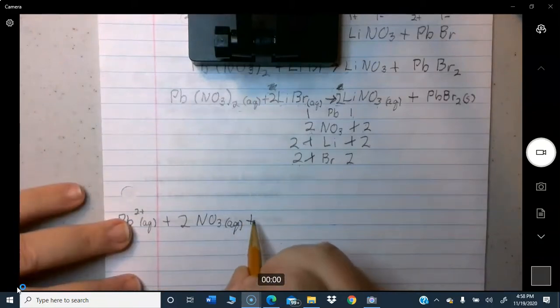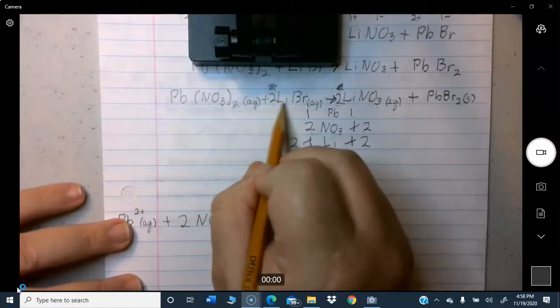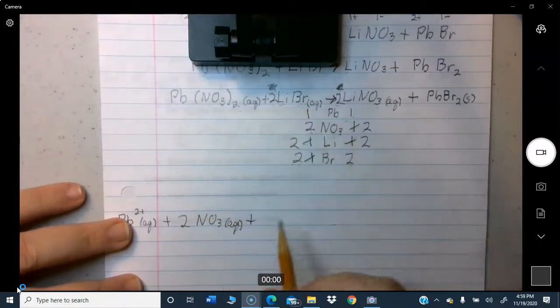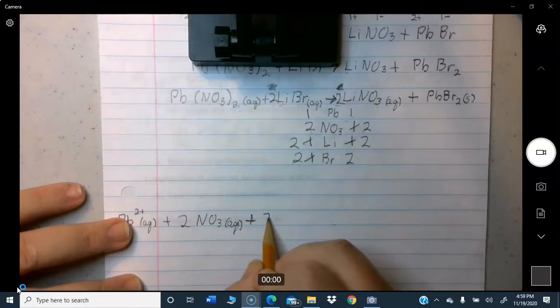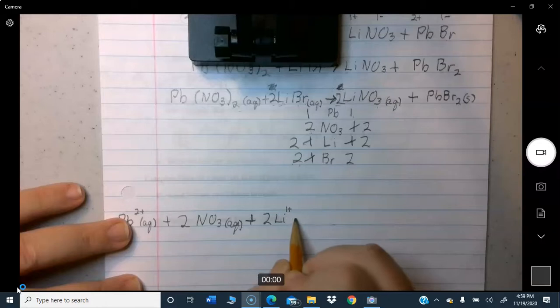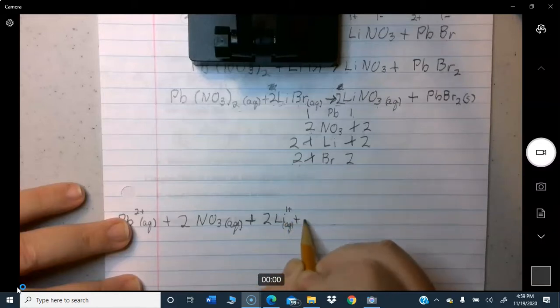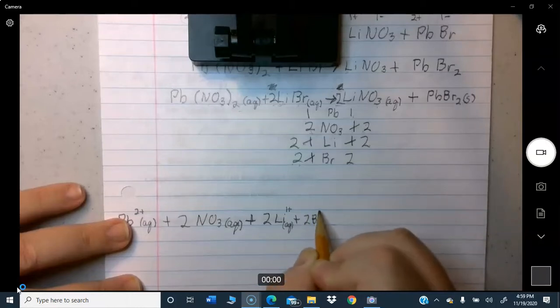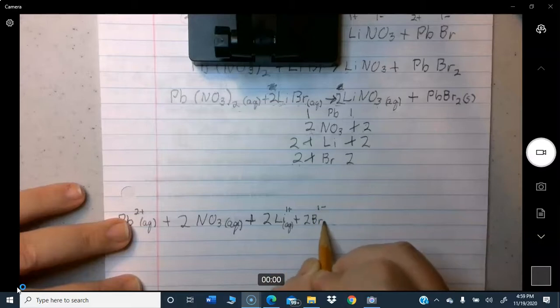Okay, then we stuck that 2 in there. That applies to both the lithium and the bromine there. So it's 2 Li 1 plus, and that's aqueous, plus 2 Br 1 minus, and that's aqueous.